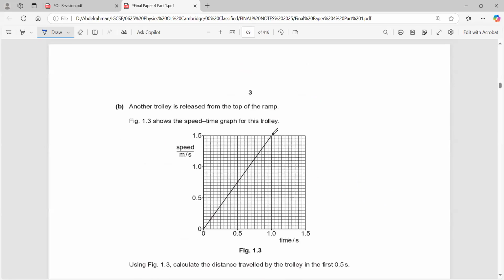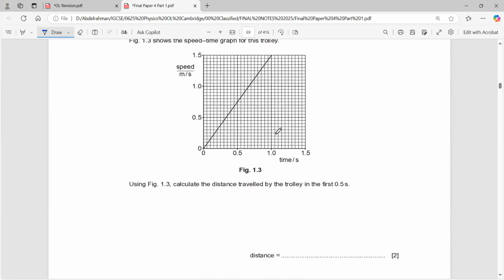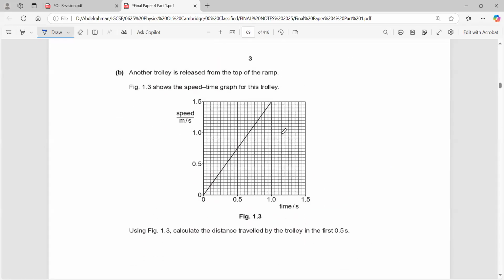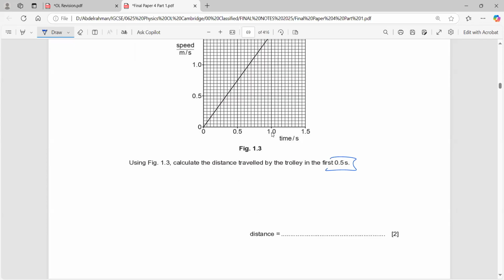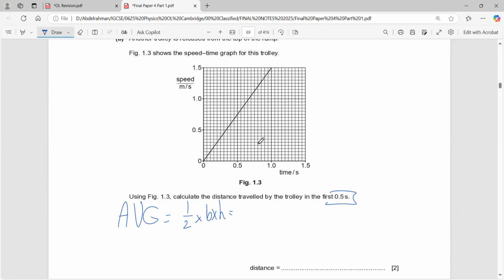طيب يلا, another trolley is released from the top of the ramp. We have the speed time graph. Calculate the distance in the first بصوا in the first 0.5 seconds. In the first 0.5 seconds. يبقى دلوقتي I'm going to find the area under the graph. صح. يلا. Find the area under the graph, which is a triangle. Half times base times height. صح. طيب يبقى half times 1 times 1.5.